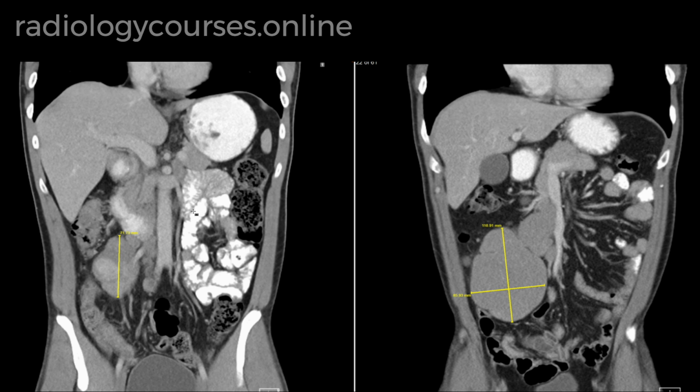To calculate the volume, we need to multiply the AP, transverse and craniocaudal axis on the first scan, and we need to do a similar calculation on the second scan. And then we need to calculate the percentage change in the volume by using basic mathematical arithmetic, which we have all learned in our school days.